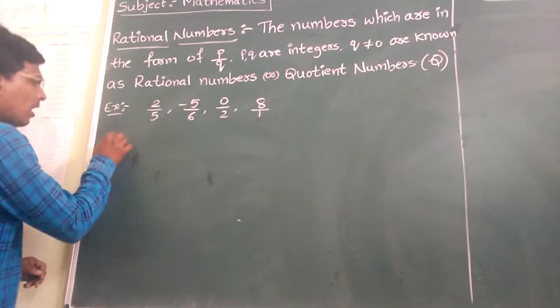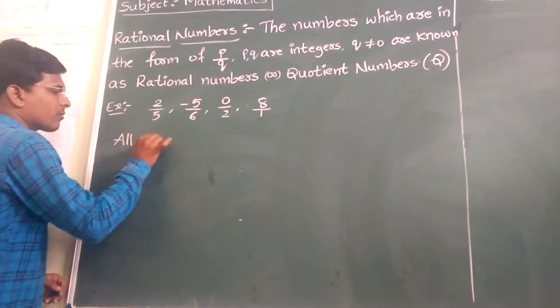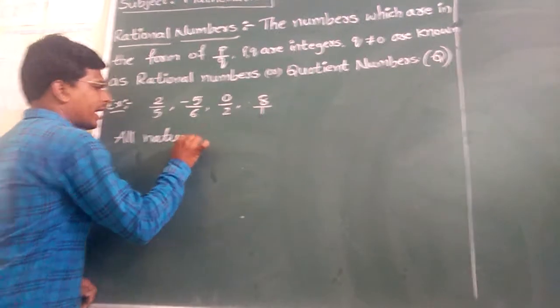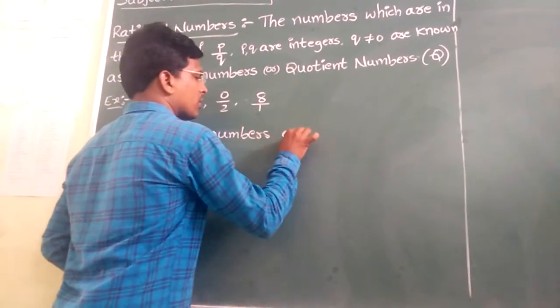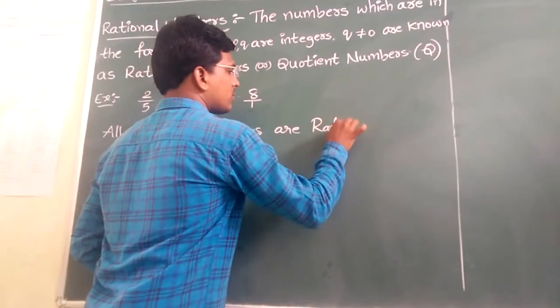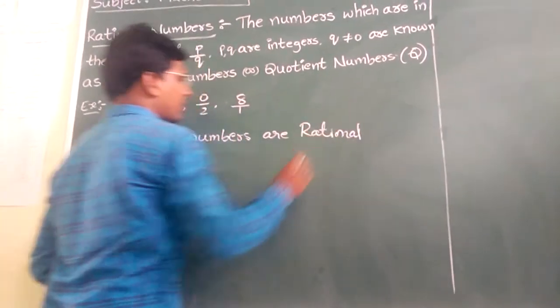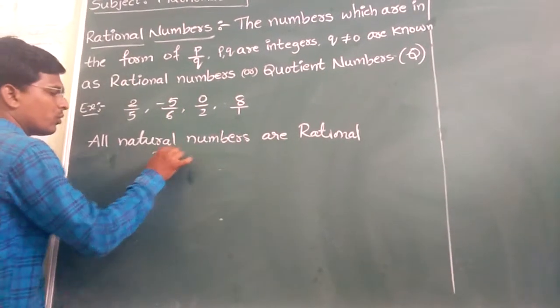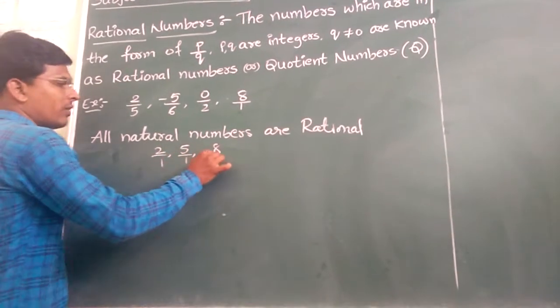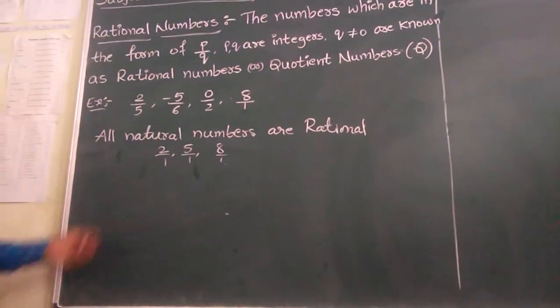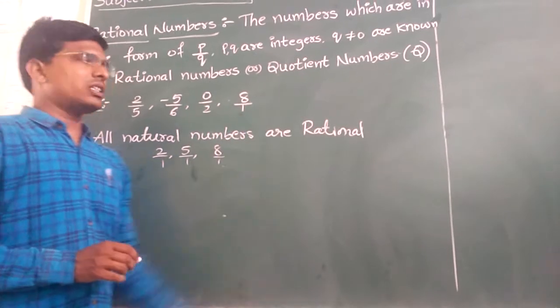So that's why all natural numbers are rational numbers. You can take 2, 5, 8. See, you can write 2 by 1, 5 by 1 and 8 by 1. So that's why all natural numbers are rational numbers.